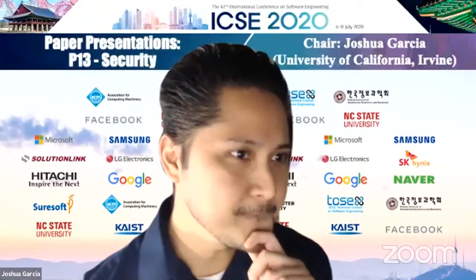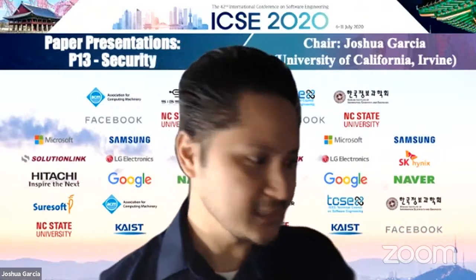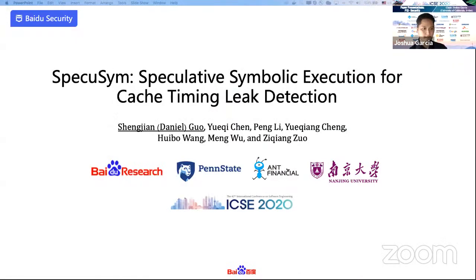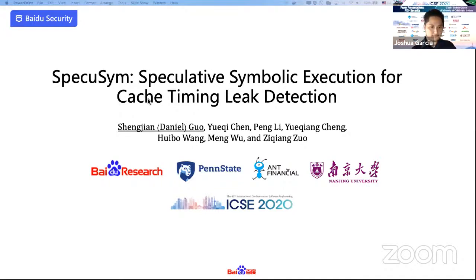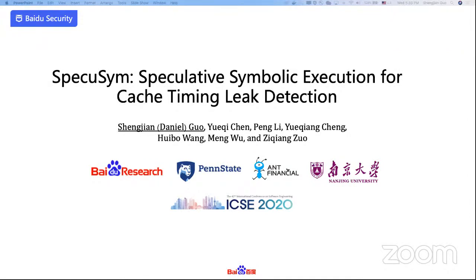So our next speaker, also from the technical track, is Shengjian Guo. The paper being presented here is entitled Speculative Symbolic Execution for Cache Timing Leak Detection. Shengjian, take it away when you're ready. Sure. You can see my shared screen? Yes, I can. Sure, cool.